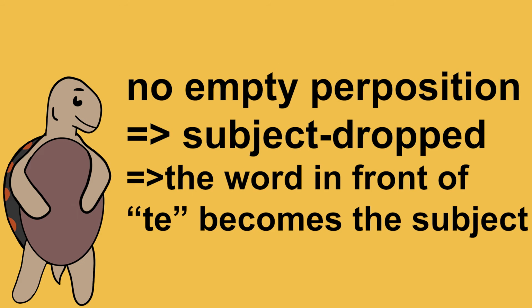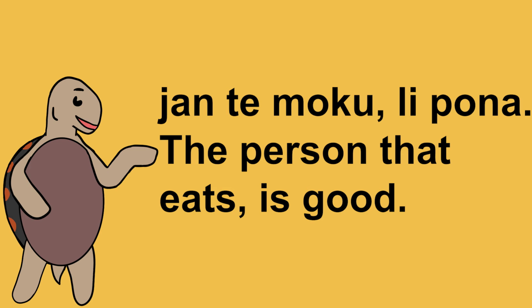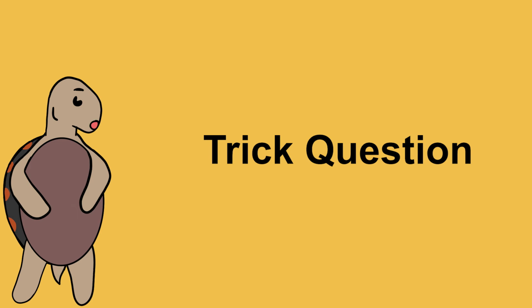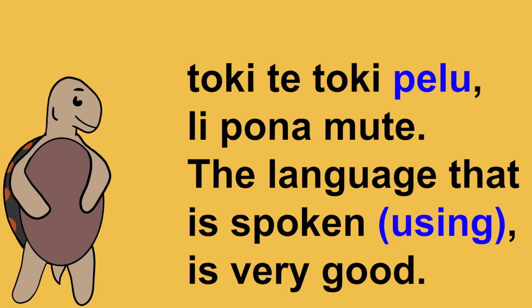If there's no empty preposition, the subject is dropped. Yan te moku lipona means the person that eats is good. You can drop li if a verb is right after te. Trick question, what does this mean? Toki te toki pelu lipona mute. It actually means the language that is spoken is very good, because the preposition pelu, aka with, refers to toki.